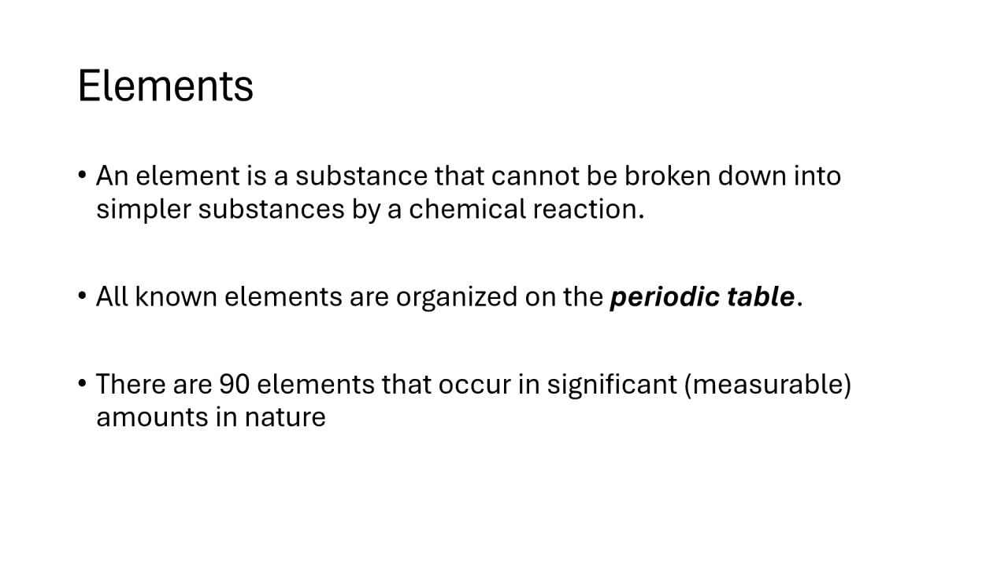Now, an element is a substance that can't be broken down by a chemical reaction. All the known elements are organized in a periodic table, and we'll show that in a moment. Maybe you remember the periodic table we looked at. And it turns out that there are 90 elements that occur in significant quantities in nature. There are 90 naturally occurring elements, and then there are some others that are man-made.